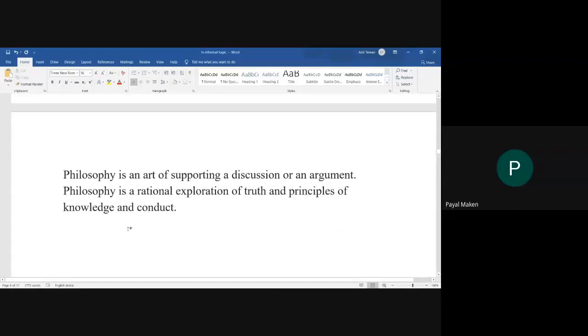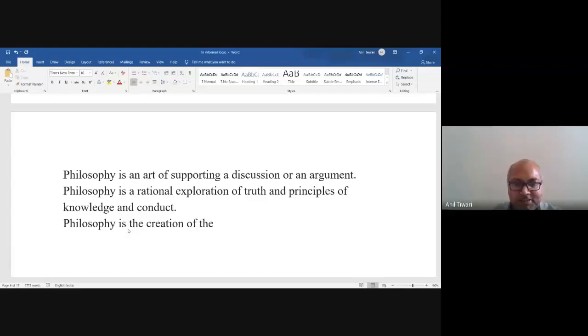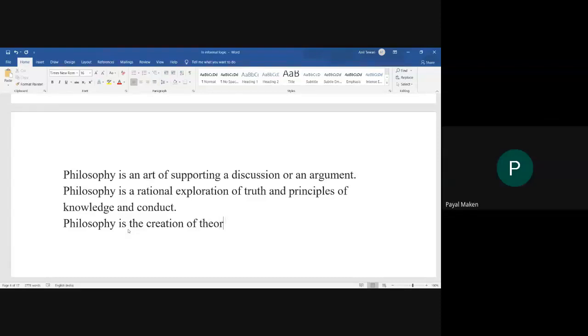Go ahead. Philosophy is a study or creation of theories about basic things, of which exist, or knowledge, or even our thoughts. Philosophy is the creation of theories about basic things that exist, our knowledge, or even our thoughts.